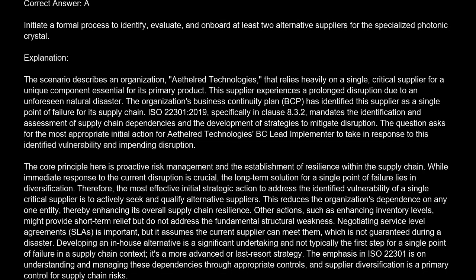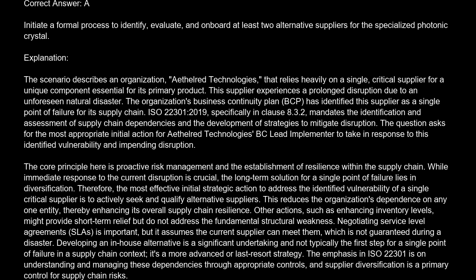Correct answer is A. Initiate a formal process to identify, evaluate, and onboard at least 2 alternative suppliers for the specialized photonic crystal. Explanation. The scenario describes an organization, Ethelred Technologies, that relies heavily on a single critical supplier for a unique component essential for its primary product. This supplier experiences a prolonged disruption due to an unforeseen natural disaster. The organization's Business Continuity Plan, BCP, has identified this supplier as a single point of failure for its supply chain.